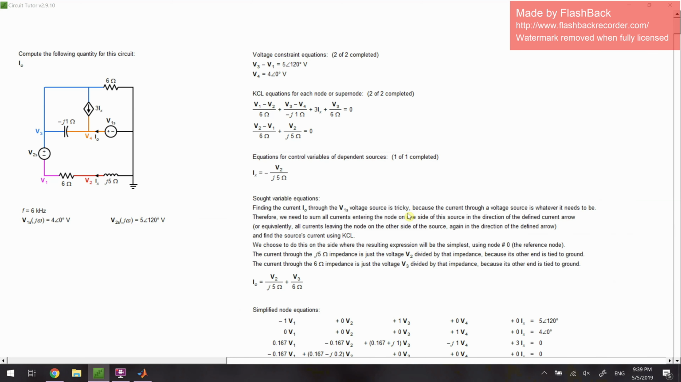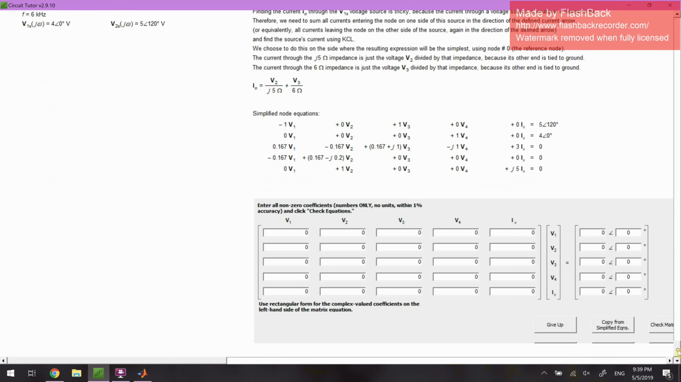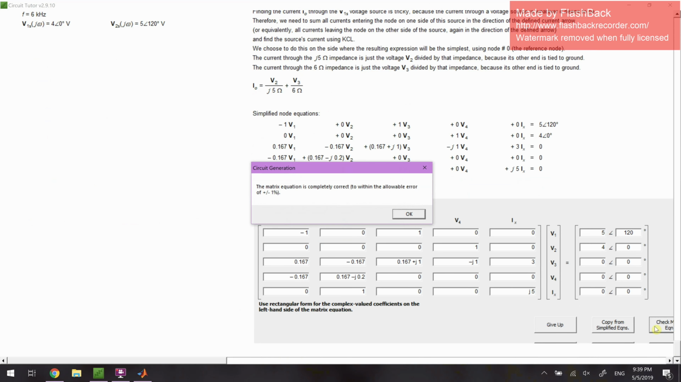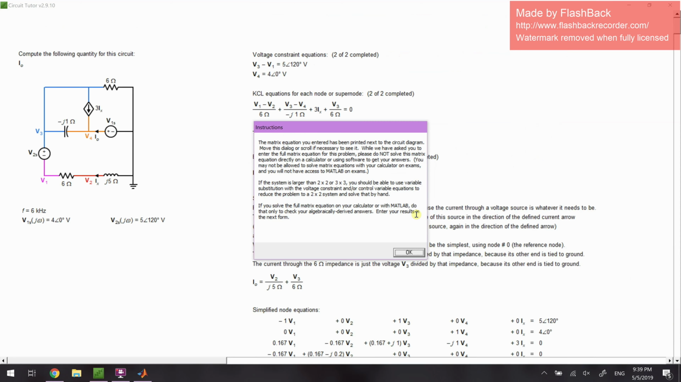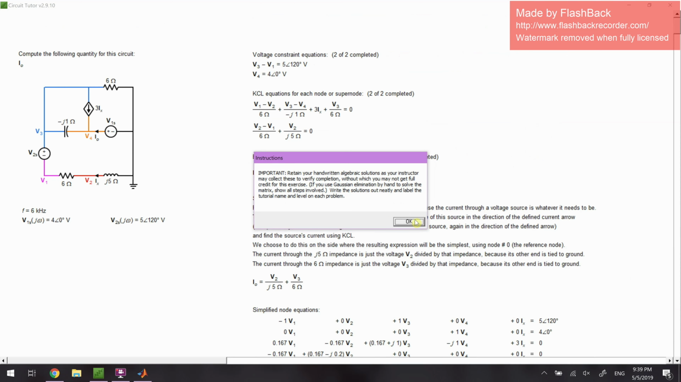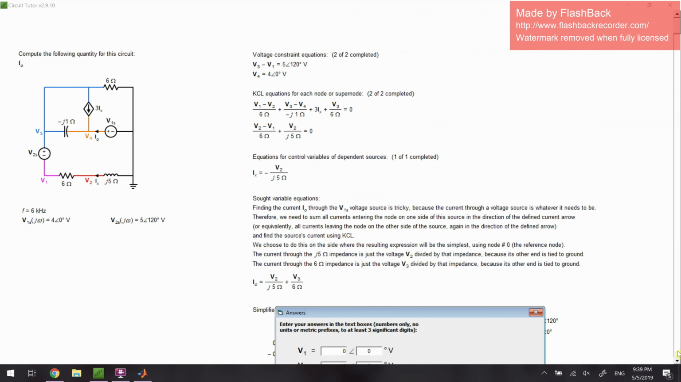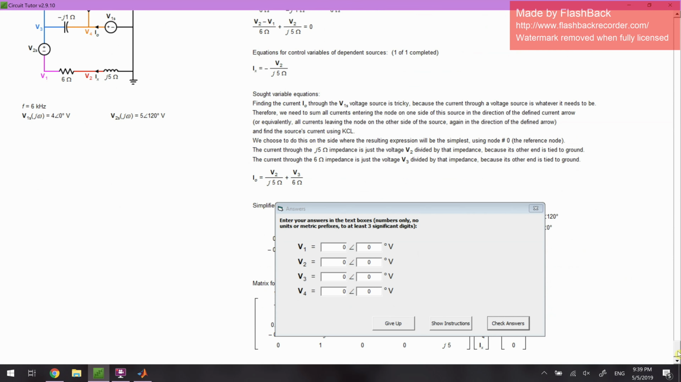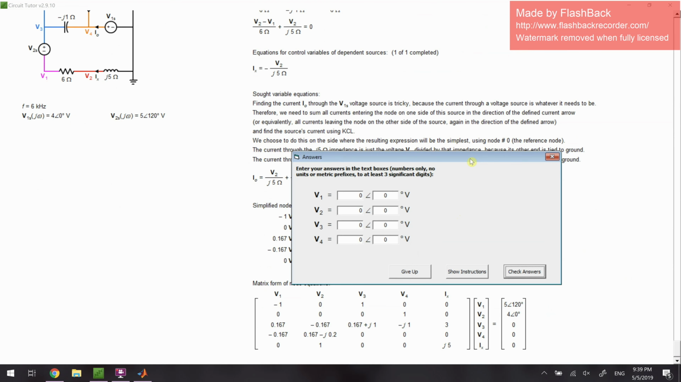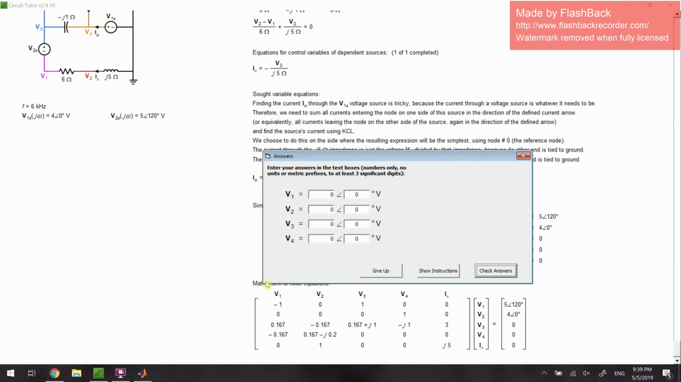So now we are asked to put the equations that we just wrote into a matrix. And you had to scroll down for that. But all you have to do is just hit copy from the simplified equations and it'll put it in the matrix for you. It doesn't solve it, but it does notate it. So you don't have to manually re-enter all those values. Now, though, we do have to manually solve for all these values.